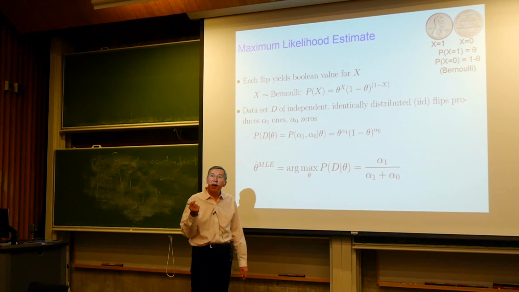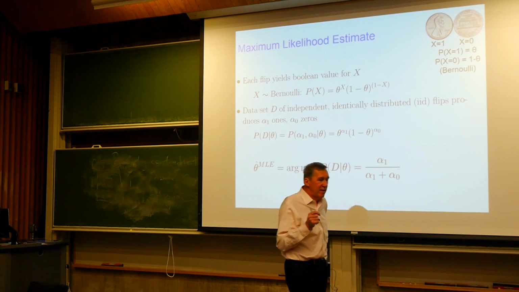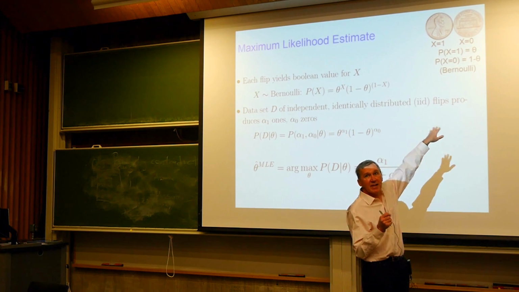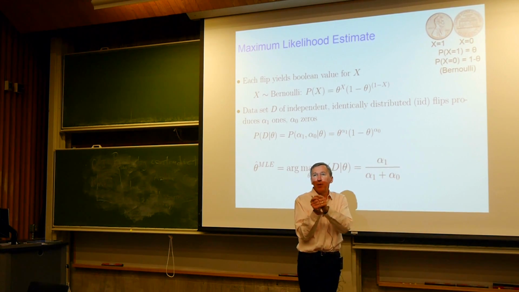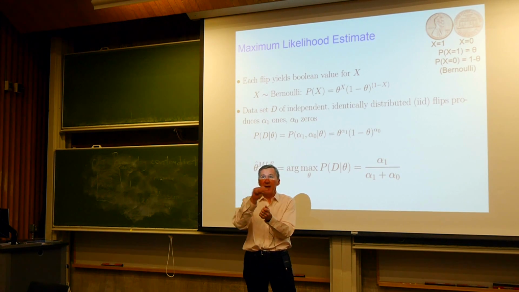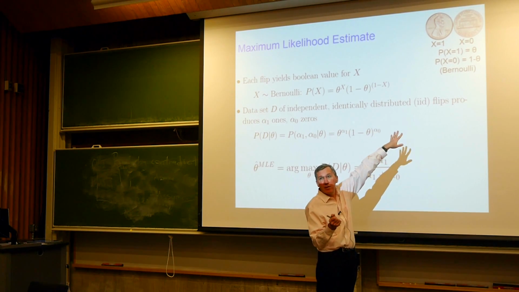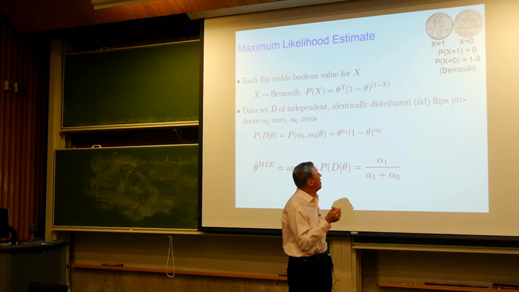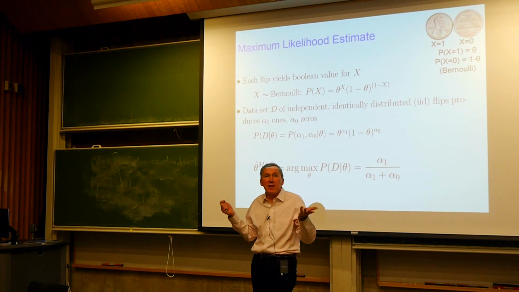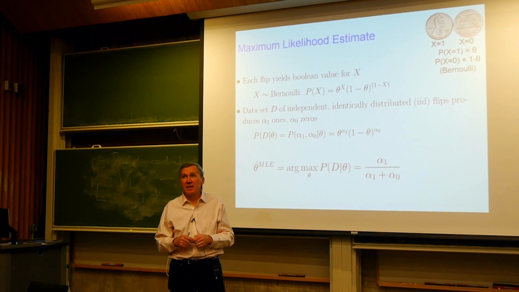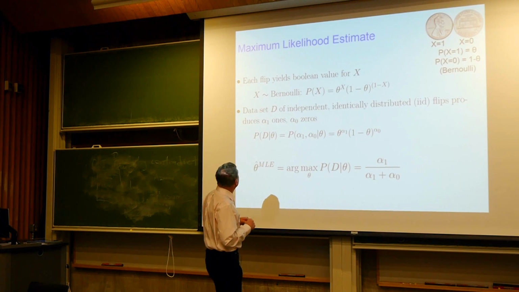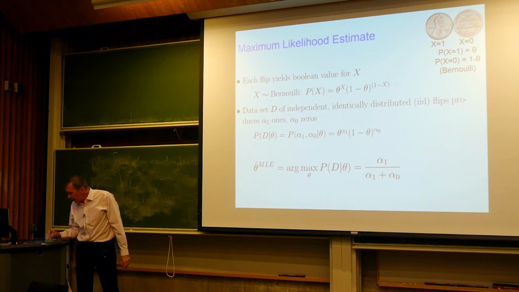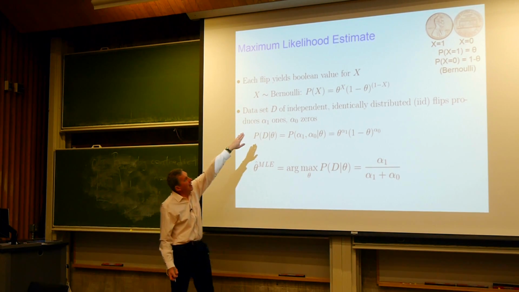Then we took as a case study the problem of estimating theta for a Bernoulli distribution, that is a coin flip, where we have a random variable which could turn out to be heads or tails, 1 or 0, and we'll just say, depending on the coin, there's some theta, which is the probability that that coin will turn out to be a heads, X equals 1. And so each flip of the coin yields a Boolean value for X.